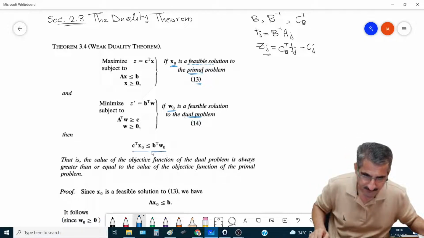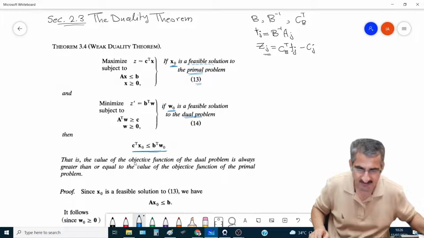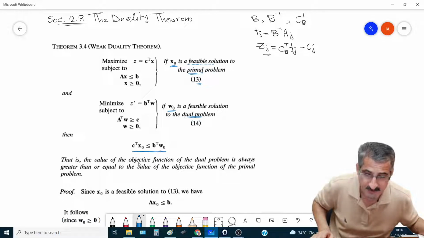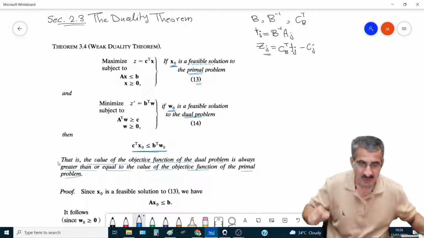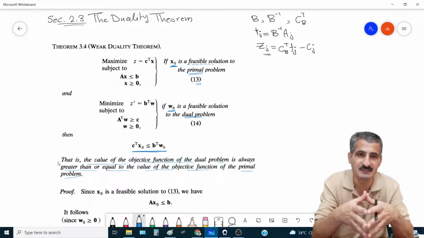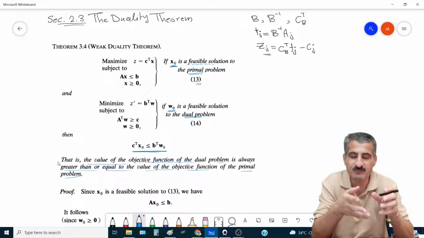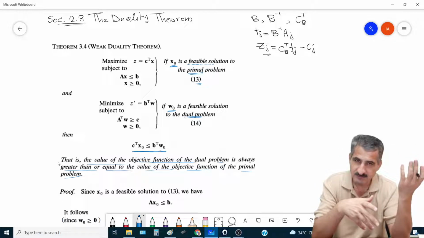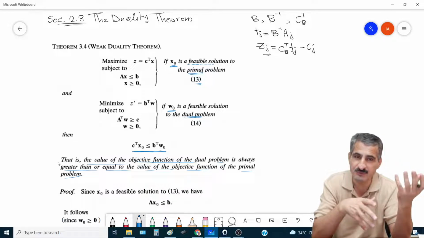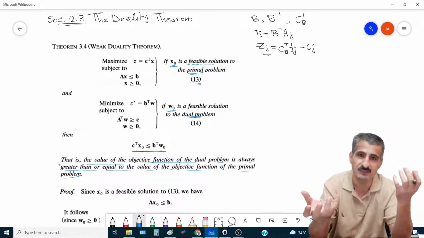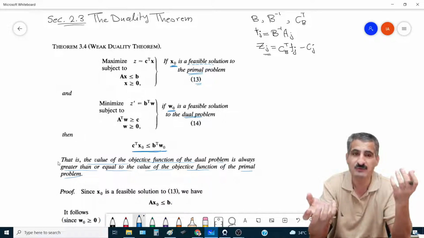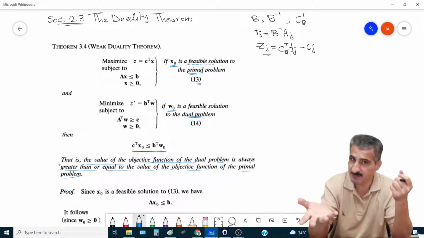Notice this. Simply, it says that the value of the objective function of the dual problem is always greater than or equal to the value of the objective function of the primal problem. So, let us say this theorem easily. The value of the objective function of the dual problem at any solution is always greater than or equal to the value of the primal problem at any solution.